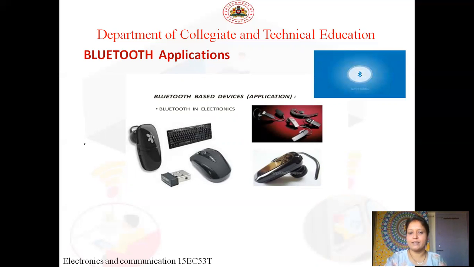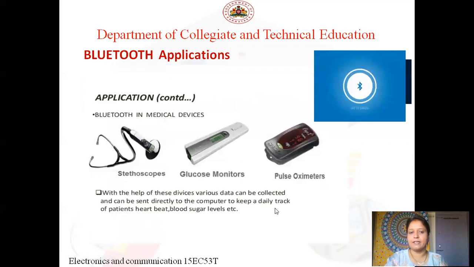If you observe here, these are the different pictures shown for Bluetooth technology application wise. Which are the different Bluetooth devices, like the Bluetooth wireless mouse, the wireless keyboard, correct? Different devices like this are there. Similarly here, the stethoscope, glucose monitoring, pulse oximeter, these are the wireless devices in the medical field, and this is how they are used.